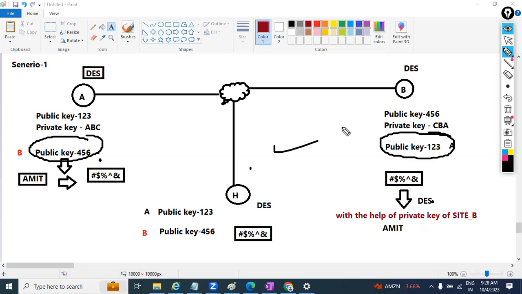Both the sites. They would not exchange the private key; they would share their public keys only, not the private key. Because if they would exchange the private key, that would also be a problem.